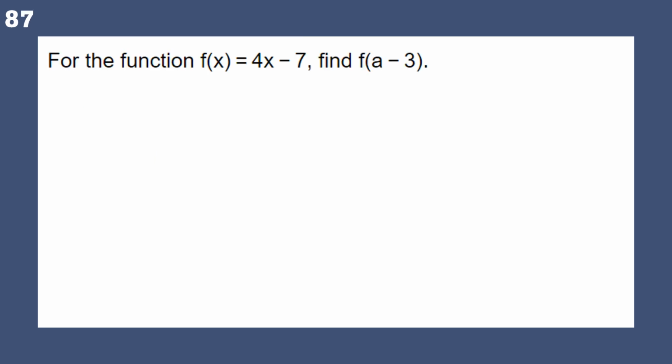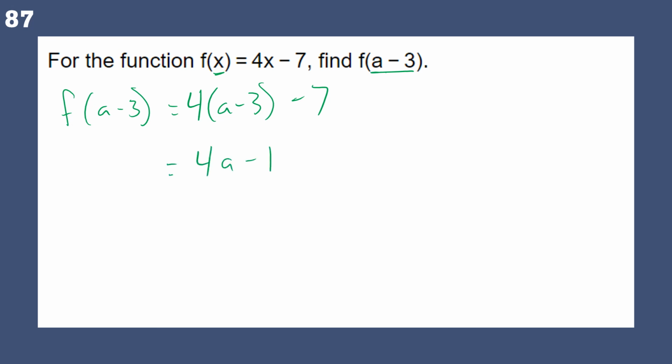For the function, find f of a minus 3. So don't just plug in a, don't just plug in negative 3. Where there is an x, plug in a minus 3. And so f of a minus 3 equals 4 times a minus 3 minus 7. We're going to distribute a little bit and get 4a minus 12 minus 7 equals 4a minus 19.